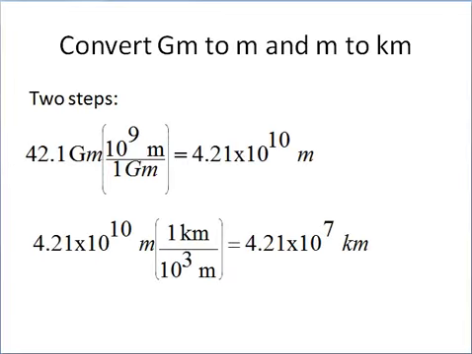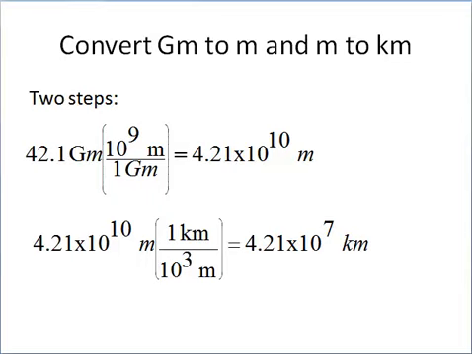The solution of the problem is two conversions. Convert gigameters to meters and meters to kilometers. Here is the problem done in 2 steps. First step, 4.21 gigameters is converted to meters. The unit conversion factor has 10 to the 9th meters over 1 gigameter. Note that giga means 10 to the 9th in the table. The solution is 4.21 times 10 to the 10th meters.